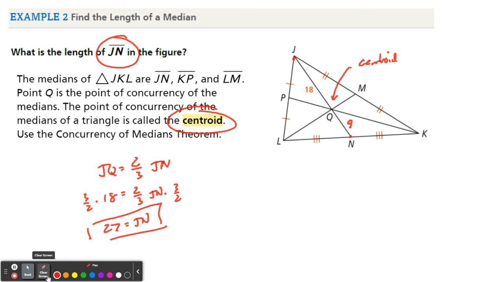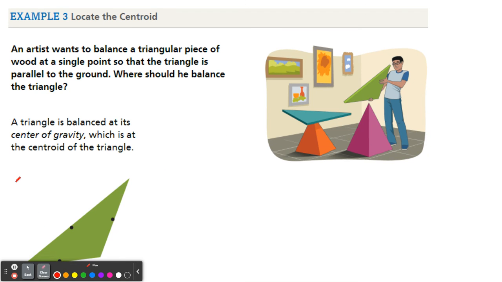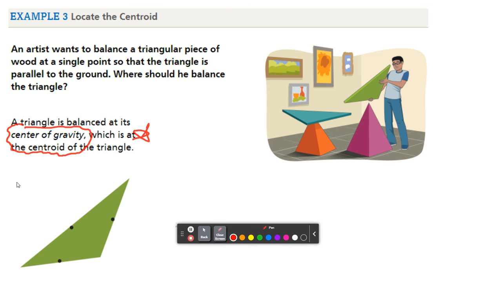Okay, one more question involving the medians here. It says an artist wants to balance a triangular piece of wood at a single point so that the triangle is parallel to the ground. Where should he balance the point? So what we're looking for is the center of gravity point. And actually, the center of gravity is the centroid of a triangle. So again, if we take a look at this picture, let me drag this over. So this is the shape that he wants to balance on this piece right here in the picture. So these dots represent the midpoint.